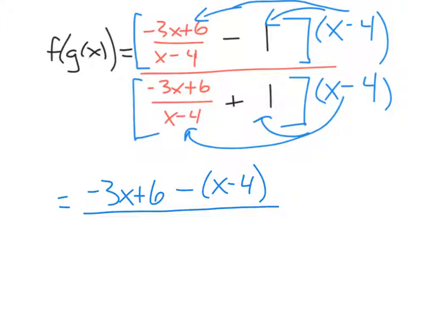Same thing. Negative 3x plus 6, minus x plus 4. The next one is a nice one. Can we cancel the x minus 4s? Are they factors? Dang it, the negative side on the top is gonna ruin that. Yeah, they're not factors, right? They're not factors. I mean, those clearly are.